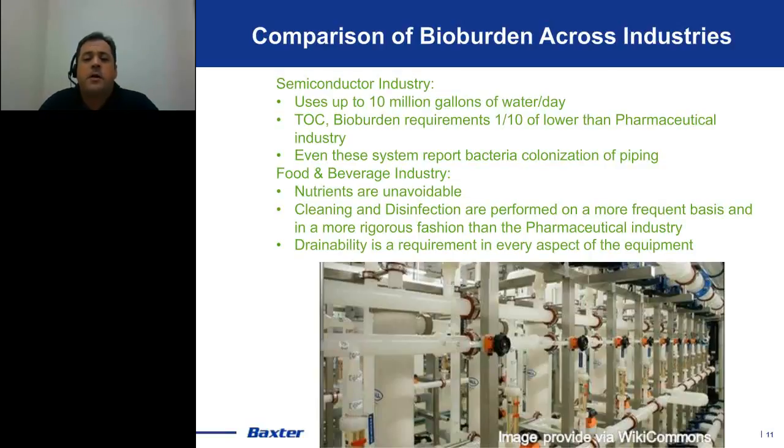All right, before we jump into the pharmaceutical industry, I wanted to talk about a couple other industries just for comparison. So the semiconductor industry actually uses a lot more water than the pharmaceutical industry. A particular company can use as much as 1 million gallons a day of water, and that water needs to be very free of microorganisms. Microorganisms represent particulate that can affect their silicon wafer production, and therefore they do a very thorough job of controlling it. In fact, their controls are usually about 10 times more rigorous than what you would see in the pharmaceutical industry, or another way to say that is their acceptance levels are about 1/10 of what you would see in the pharmaceutical industry.